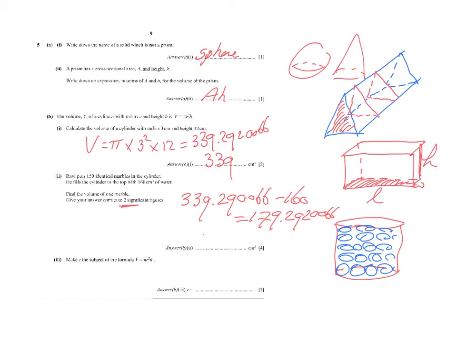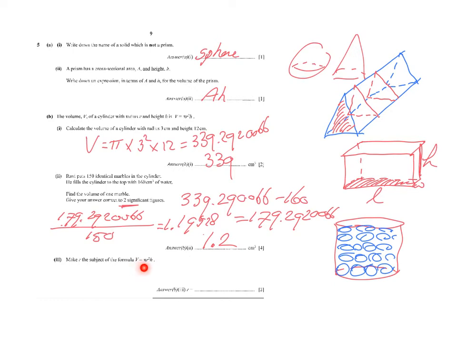That's the total volume. Take away the volume of the water. That's the volume of the marbles. And those were 150 marbles. So I'm going to take that number now, 179.2920066. I'm going to divide that by 150 to get the volume of one marble. Divided by 150 equals 1.19528. So to two significant figures, 1.2. Fantastic. 4 points. Beautiful question.